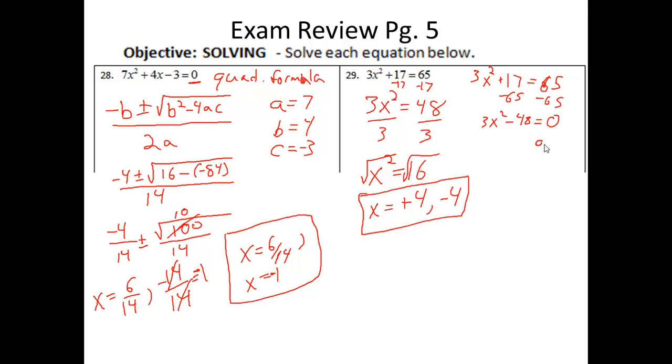So then we would have a is equal to 3, b is equal to 0, and c is equal to a negative 48. And from that point, you can plug everything into your quadratic formula, and you will come up with 4 and negative 4.